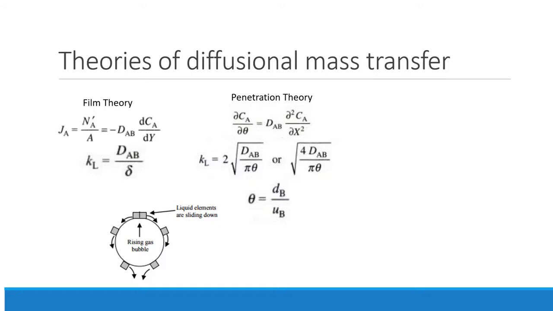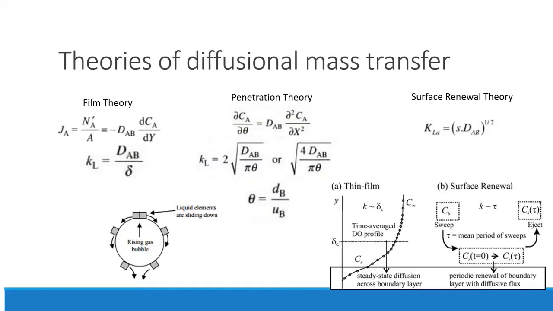The penetration theory was further refined by introducing the concept that the surface renews at every fixed interval of time. Thus, according to this model, KL is equal to square root of DAB into S, where S is the fraction of area of surface which is replaced with fresh fluid in a unit time and will have units of second inverse. The surface renewal theory also predicts the dependence of KL on the half power of DAB, which is similar to the penetration model.